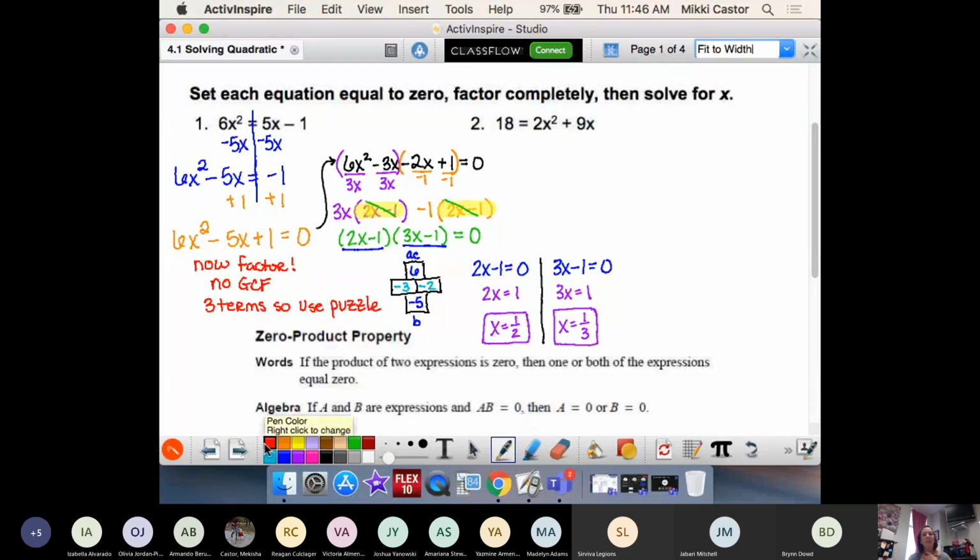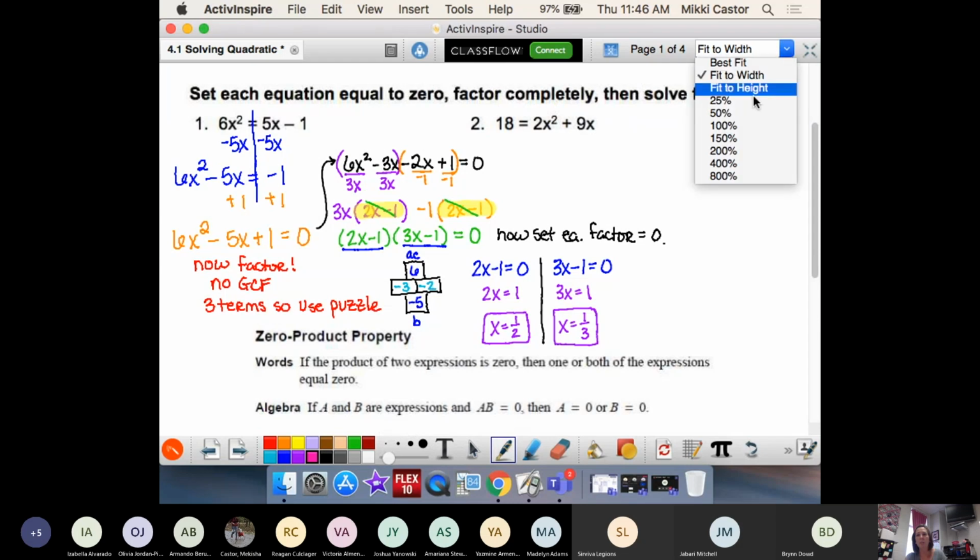Okay, do I have any questions? Are we okay with that? I'm going to write in right here, now set each factor equal to 0. All right, I'm going to go ahead and give this next one a shot then. I'm going to zoom back in.